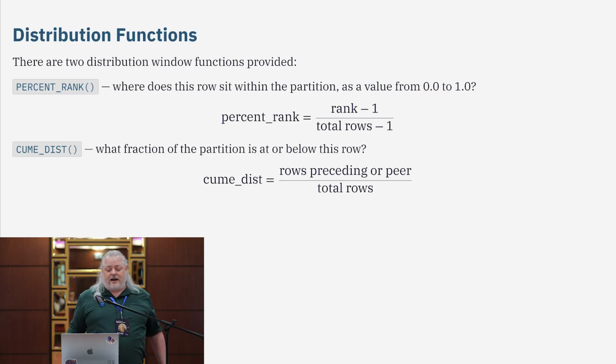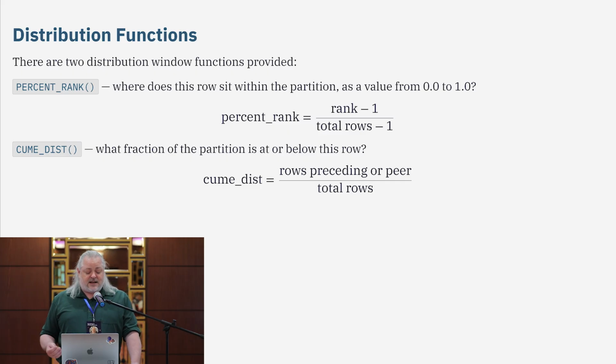There are two more that I don't go into too much detail because I've personally never used them, but there's percent rank, which shows where the row sits between 0 and 1 as a percentage, and cume_dist, which is the cumulative statistical distribution, the fraction, also between 0 and 1, of rows that come before this row. And we'll see what this row means in a minute, but those two ranks also exist.